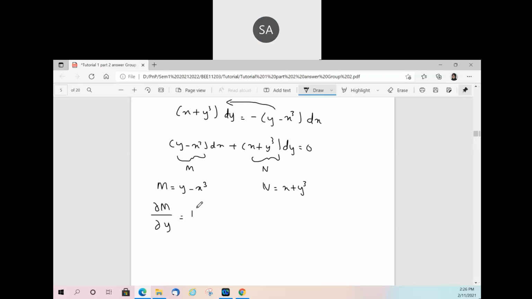1. You differentiate this one, you get negative x^3? Oh, zero, because you don't have any y here. So this one is considered as constant, and differentiating a constant is 0. So del M over del y equals 1.